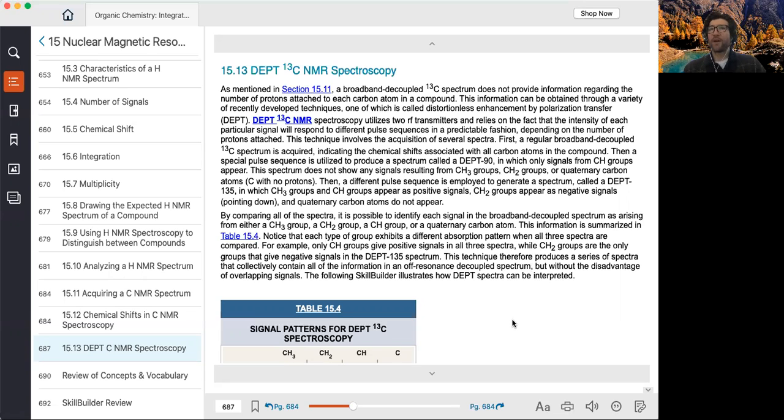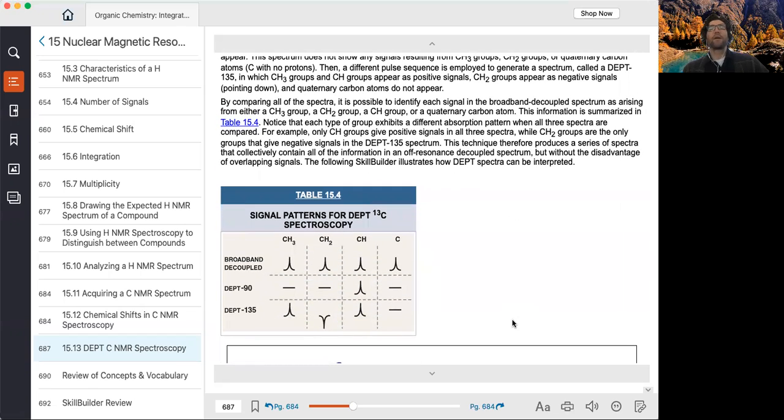But what you need to know is that we can use logic to determine the types of carbon we have. In table 15.4, they show you the different signal patterns that you can expect for DEPT carbon-13 spectroscopy. And what's important here is this. If you have a normal broadband decoupled carbon NMR, every signal is present, meaning that any carbon, whether it's an sp3, sp2, sp, or a fully substituted carbon with no hydrogens, all of those give signals that have positive intensity.